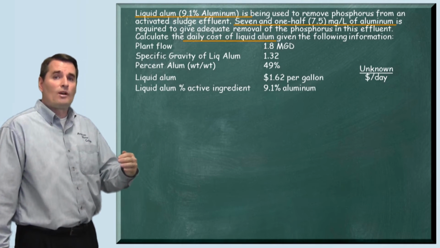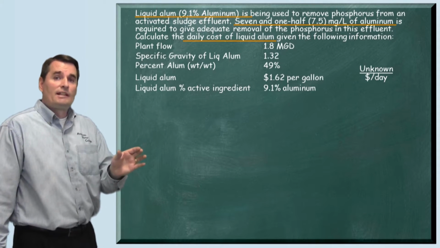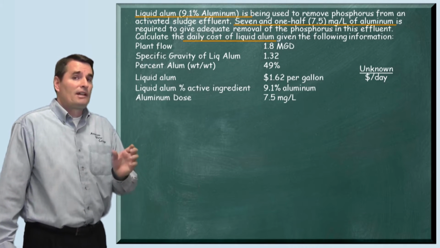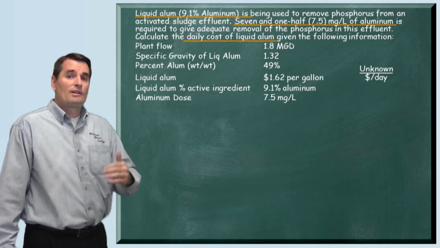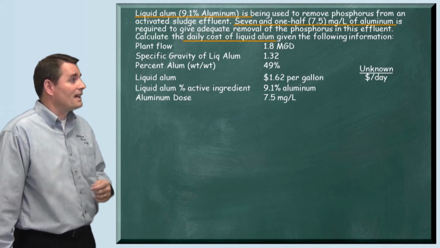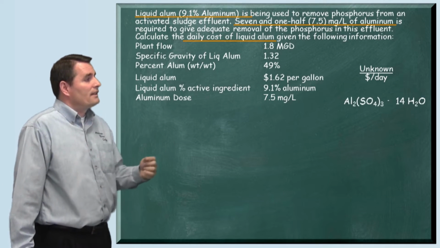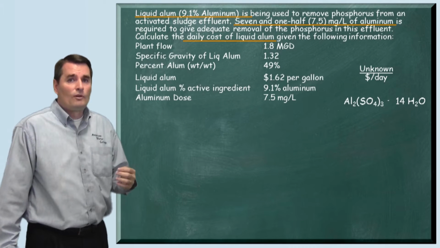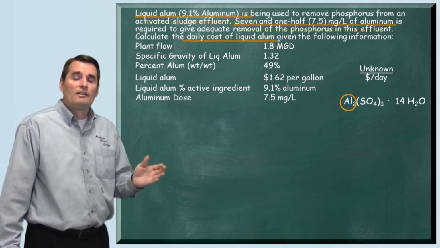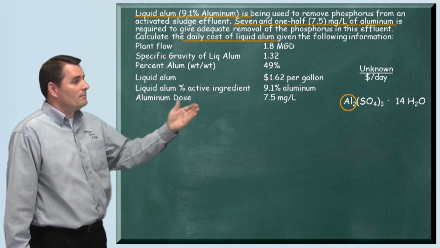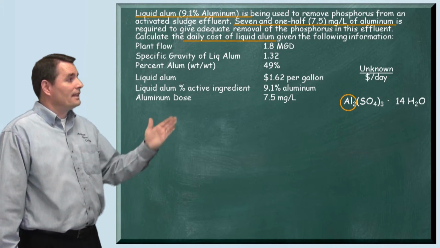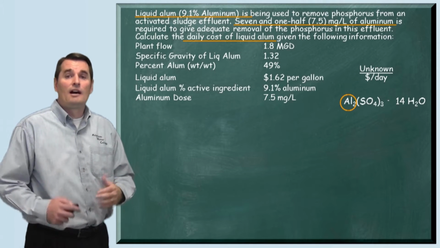So when we plug this into the problem, our milligrams per liter will be 7.5 as aluminum. So we write that down. Now, because we're dosing as aluminum, we need to take into account what percent of the total is due to aluminum. And that's the 9.1%. When you look at the chemical compound of aluminum sulfate, as listed here, you can see that aluminum is only a small part of the whole compound. You've got aluminum, sulfate, and you've got 14 water molecules. So by weight, the aluminum is only 9.1% of the total.